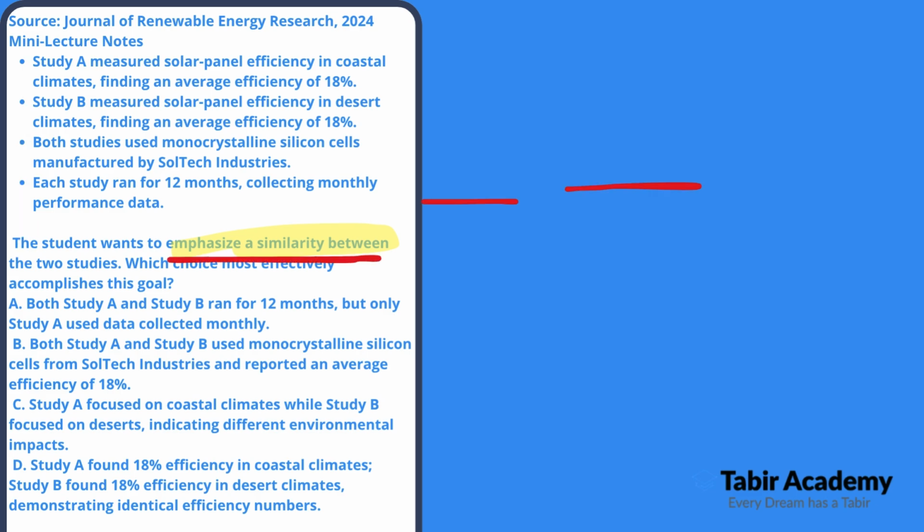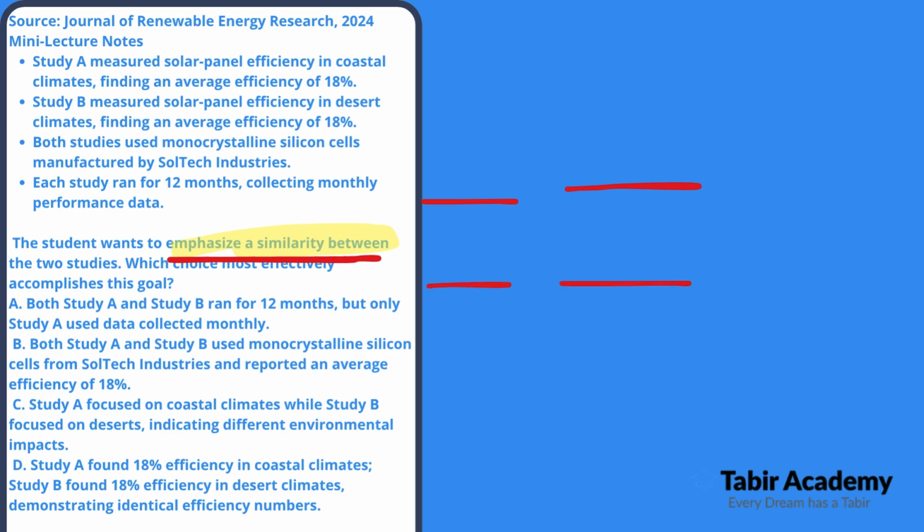So first was defining our mission. Here, defining our mission means that we had to emphasize a similarity. So our mission is to emphasize a similarity. That is what the prompt is saying. So what do we have to look for? We have to look for a sentence showing what's the same across A and B.